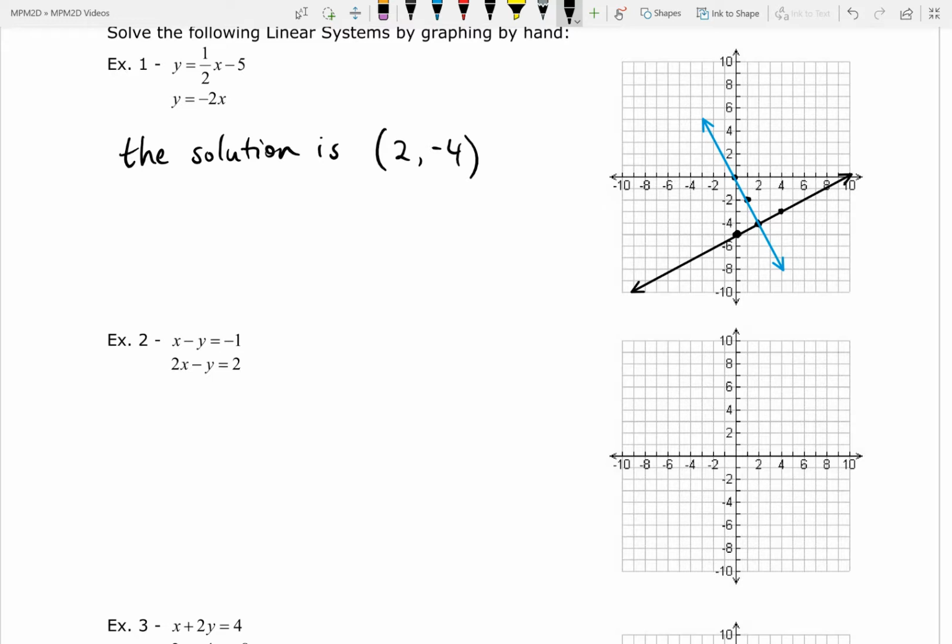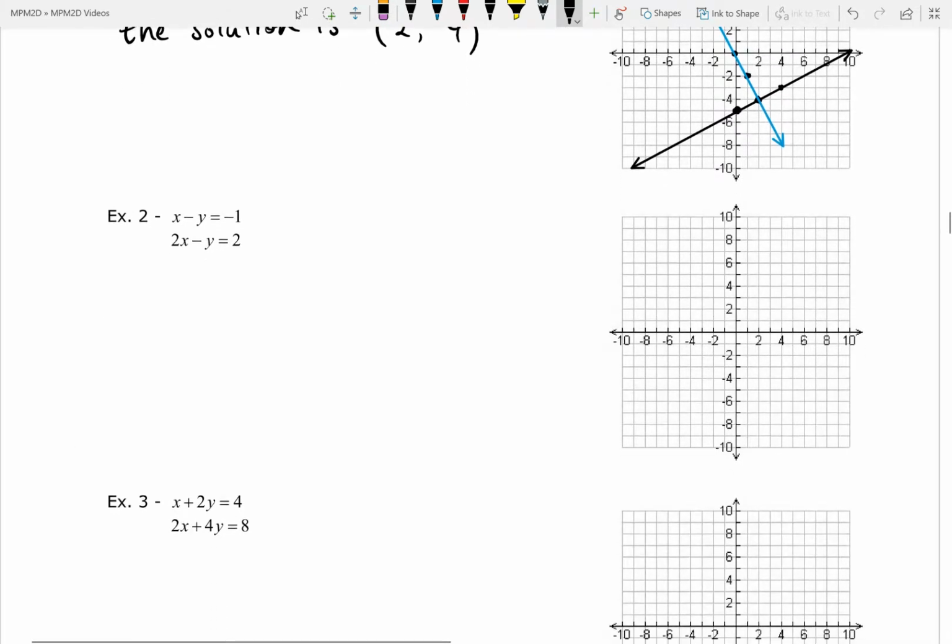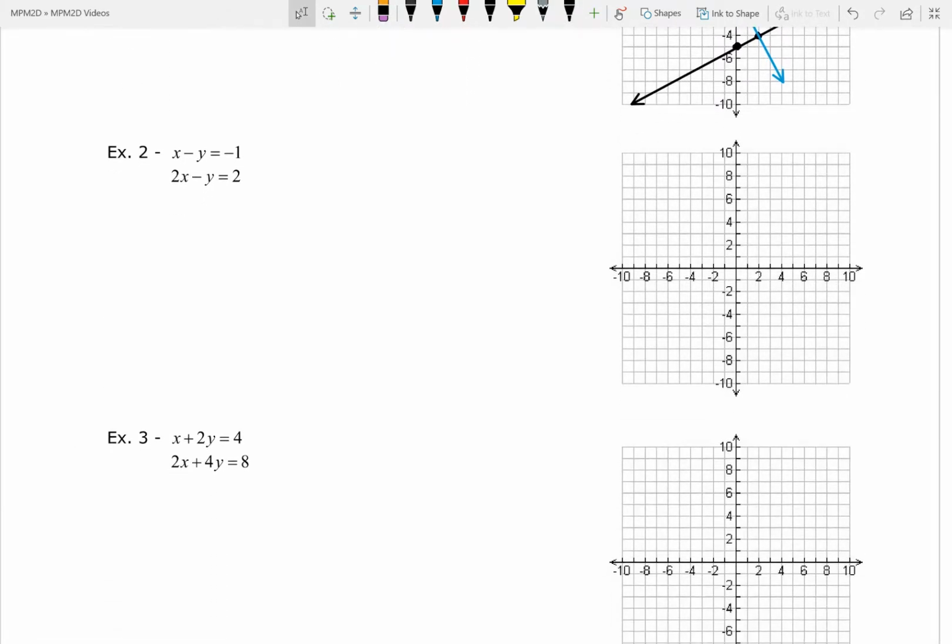If you still need a refresh on how to graph lines, I suggest you look at my previous video. Example number 2. So here's another set of equations. x minus y equals negative 1. So for that, I need to convert this to y equals mx plus b, so it helps me graph it. And the other equation is 2x minus y equals 2. So the same thing. Convert to y equals mx plus b form, and graph. That's basically what we are going to do.